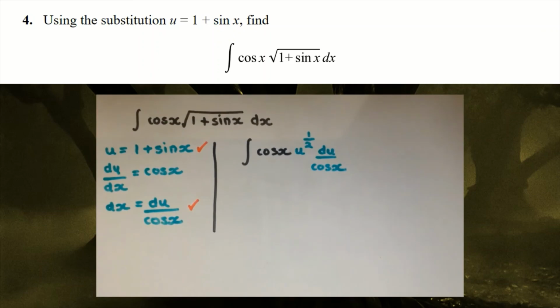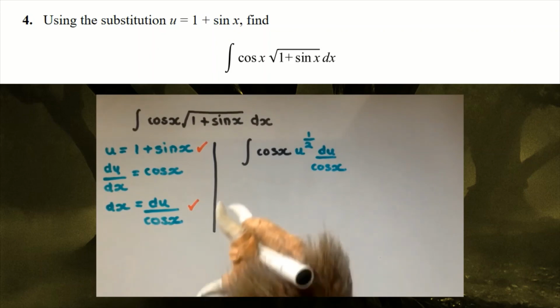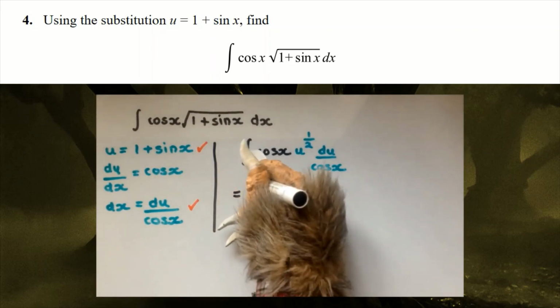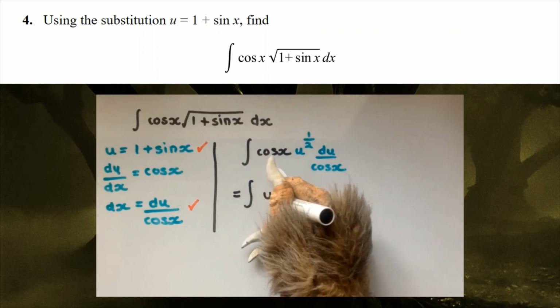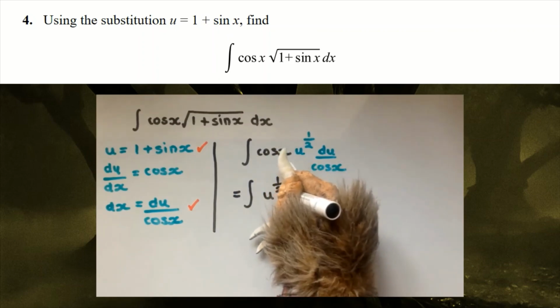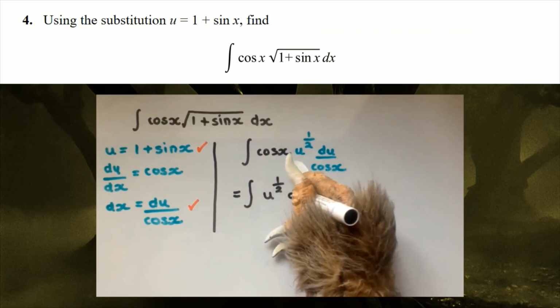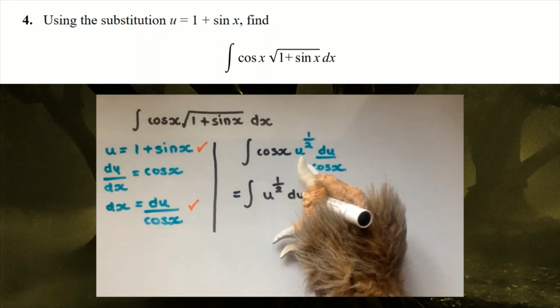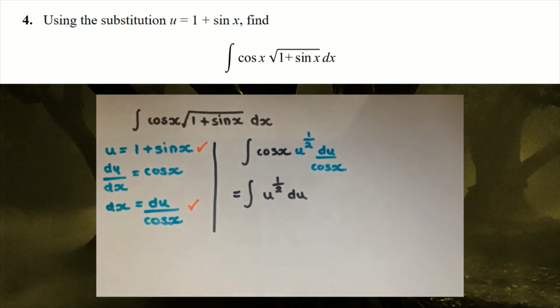So at the moment we have two variables in our integrand which cannot be processed, but notice that the cos x and the cos x in the denominator will cancel, and this is exactly what we wanted. This was the purpose of the substitution. So we're going to be left with the integral of u to the power 1/2 du, like that. And it's standard year 1 integration now.